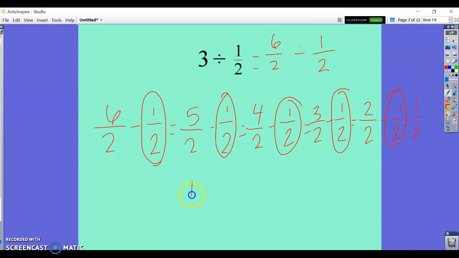And I'm just going to bring my 1/2 minus 1/2 down to the bottom just so I can see, which gives me 0. So I'm going to count how many times I subtracted 1/2. 1, 2, 3, 4, 5, 6 times. So the answer to this problem is 6. All right, so that is dividing a whole number by a fraction.